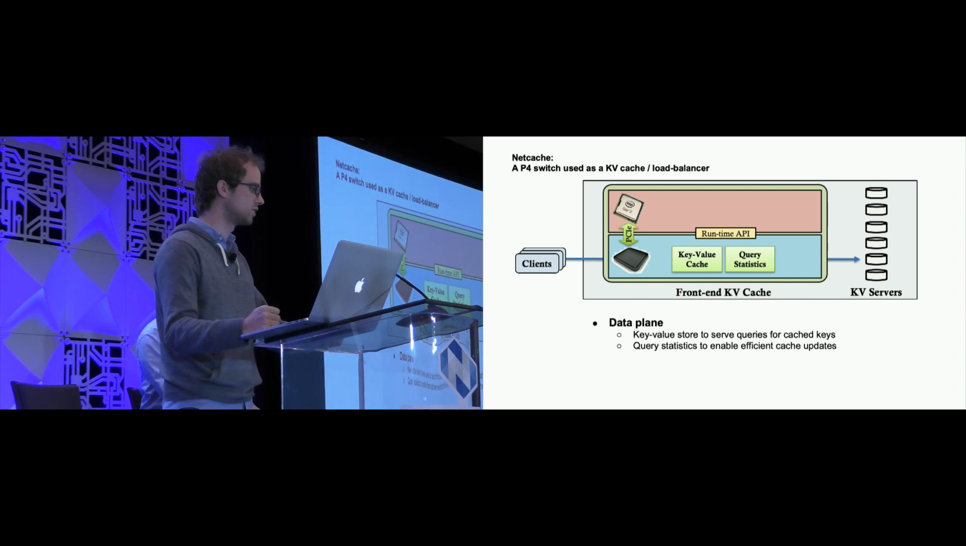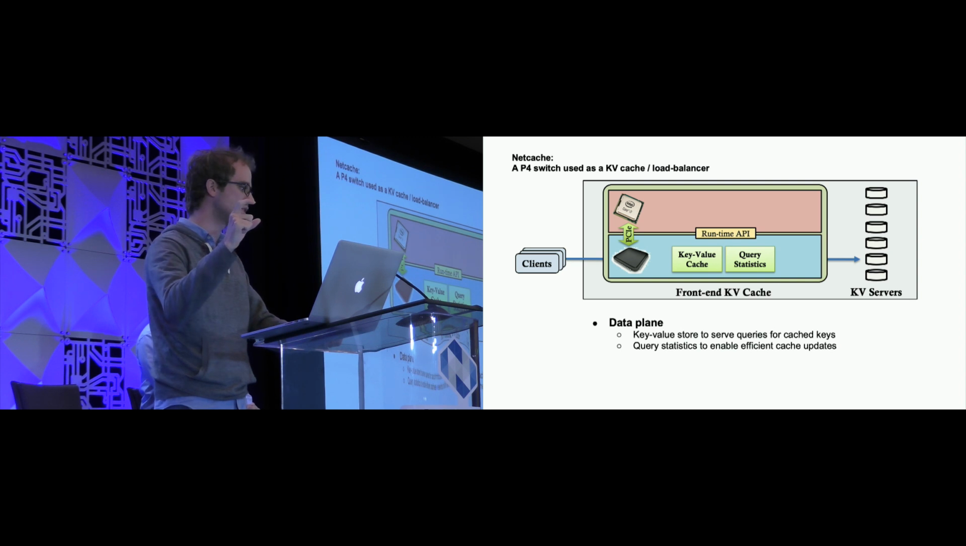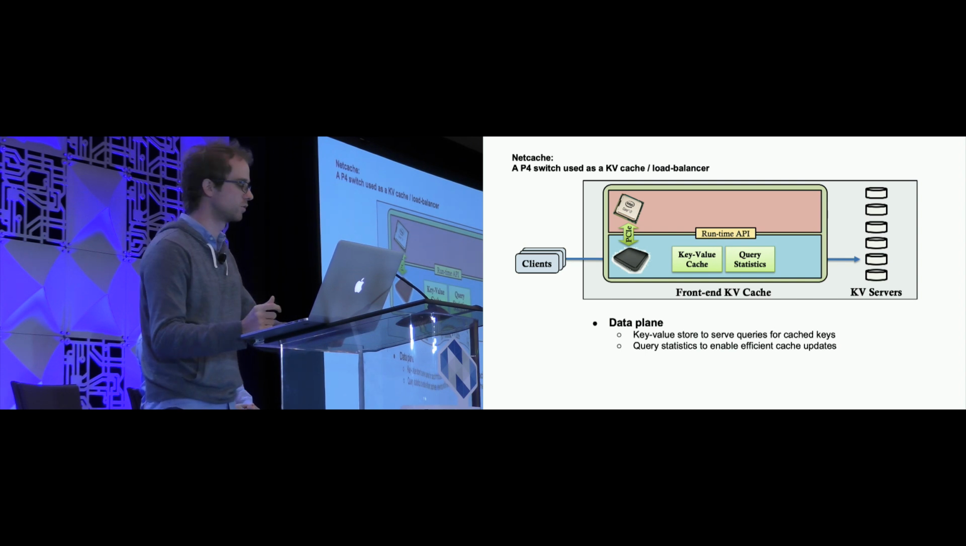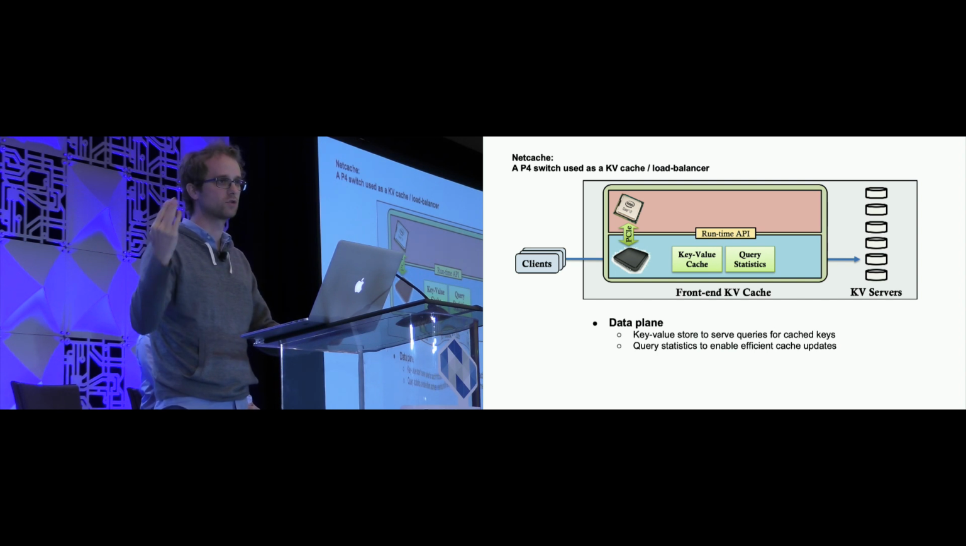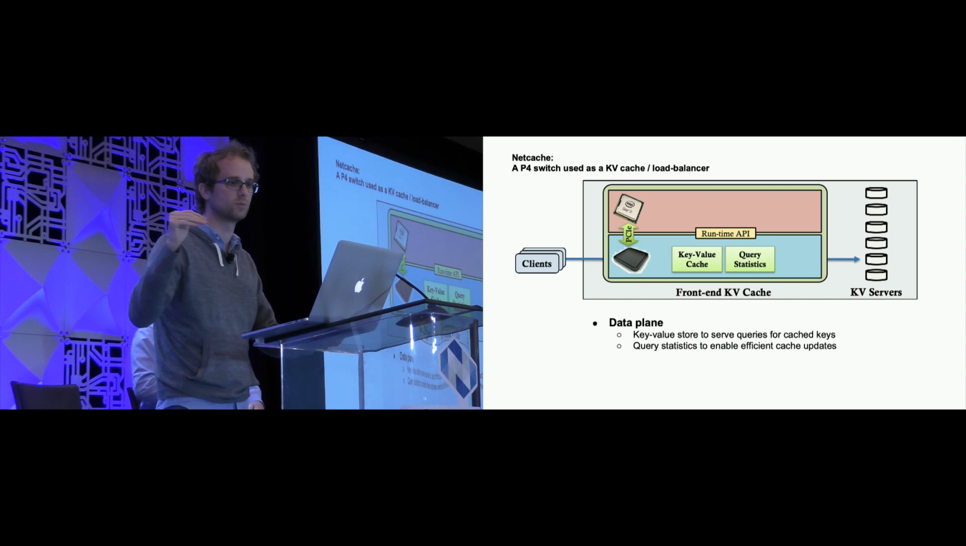So the idea with NetCache is to keep a dynamic key value cache inside the network, inside your regular top of rack switch, if your top of rack switch is P4 programmable. That cache is dynamic. The switch can keep track of which keys are popular at any given time, and it can cache those specific keys.